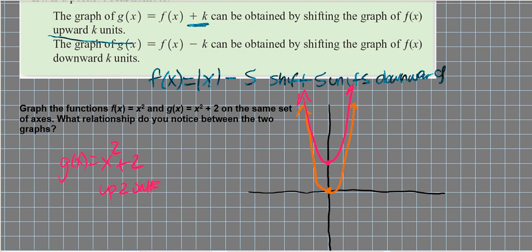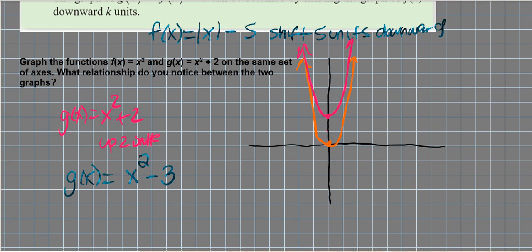She said don't get too excited. So let's just do another one. Let's say g of x equals x squared minus 3. So that means from 0, 0, we go down 1, 2, 3 units. And there's the graph. Again, I'm just doing a rough sketch.